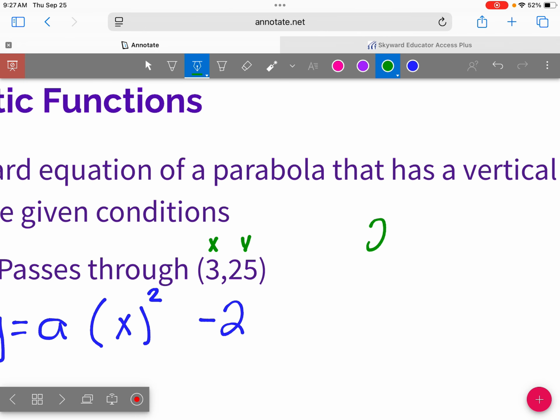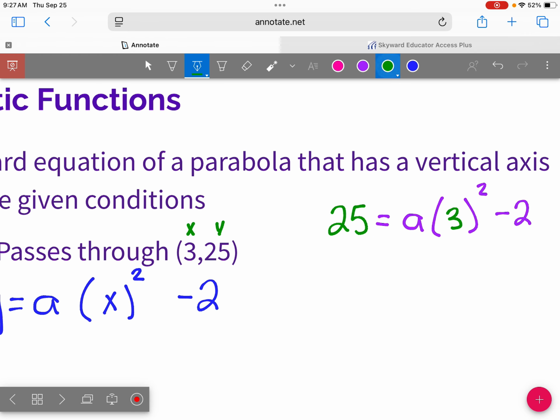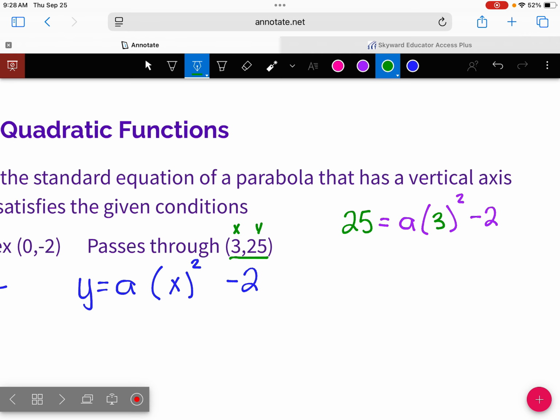So if we have our any equation, I can solve and find a by taking my 25 equals a, my x being 3 squared minus 2. So if we know an x and a y, I can substitute those in for x and y. At this point now I only have one letter. I can solve this around to figure out what a needs to be.